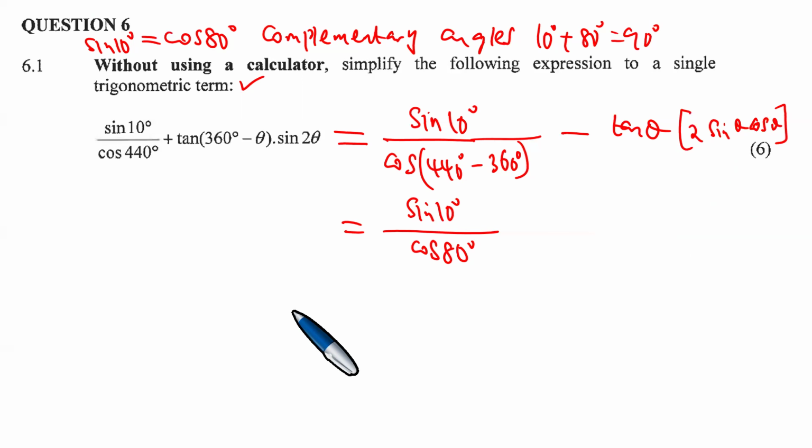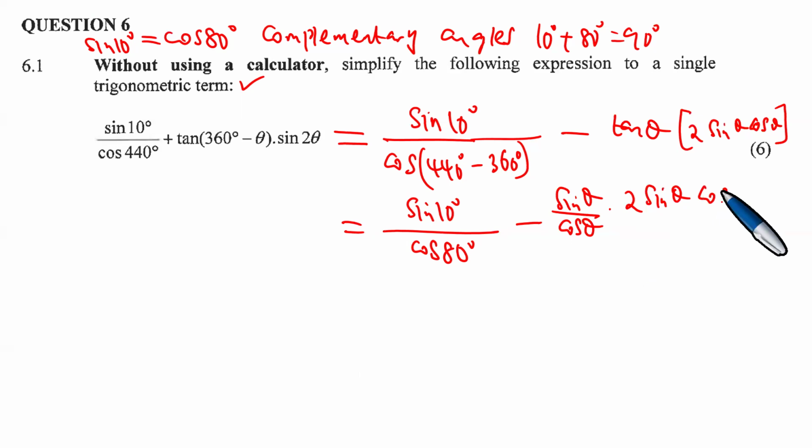And then negative tan theta is going to be negative sine over cos. We can write it in the form sine over cosine. Okay, so it's sine theta over cosine theta. That is the tangent of theta, and then we have 2 sine theta cosine theta. Any input here now? What do we do next?